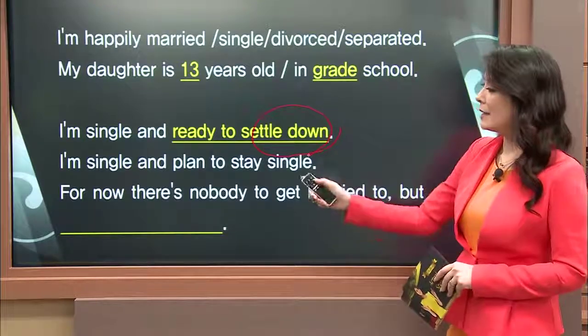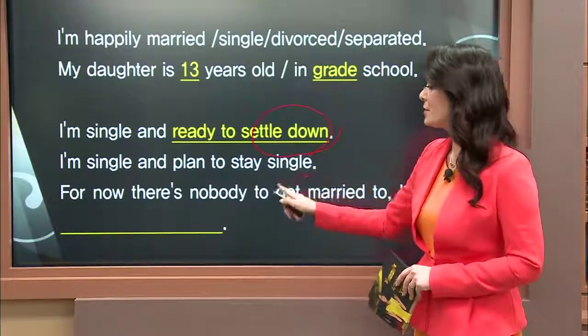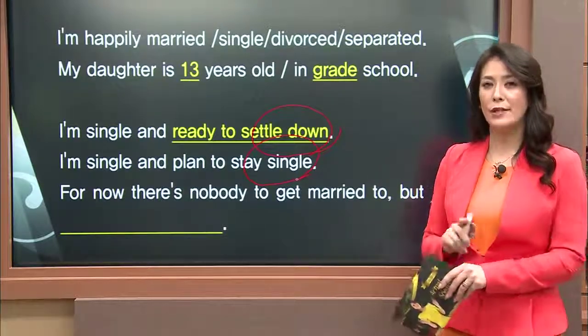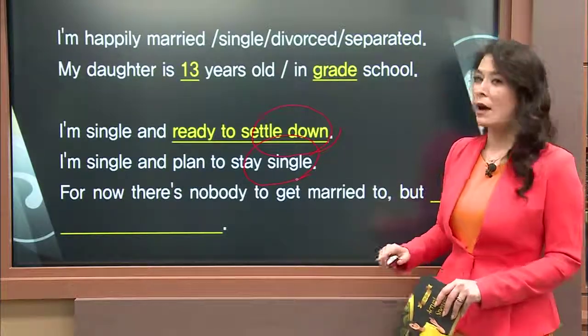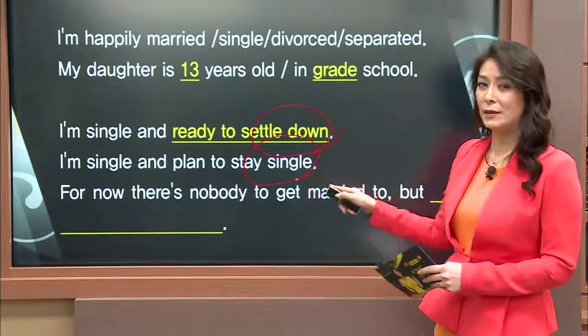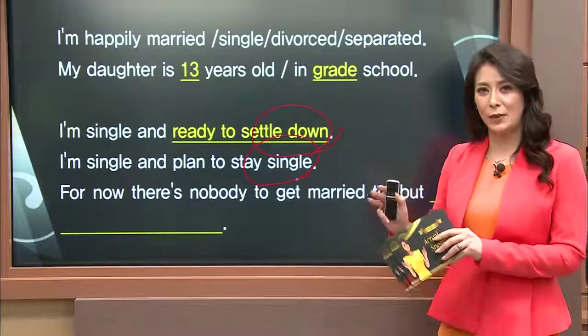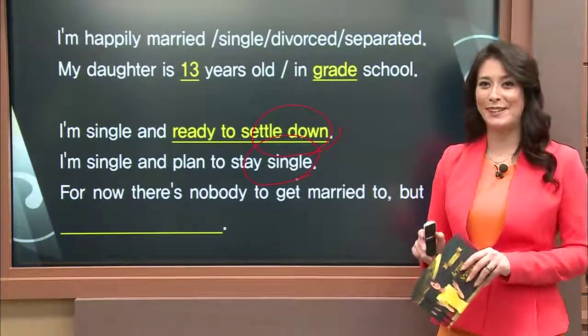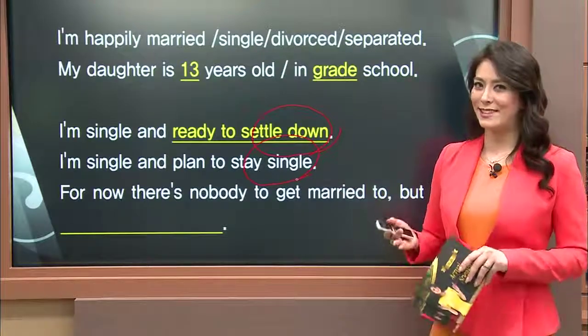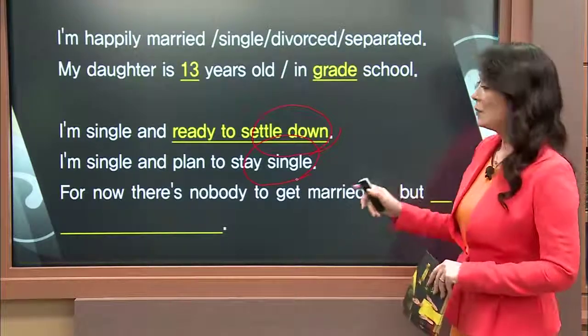What about this one? I'm single and plan to stay single. 자, 싱글이에요. 그러고요. 결혼할 생각이 없습니다 라는 말을 I don't want to get married가 아니라 I plan to stay single. 이대로가 좋습니다. 계속해서 결혼 안 하고 혼자 살 거예요 라는 말 되겠죠. Okay, one more time. I'm single and plan to stay single. Now, what about the last one?